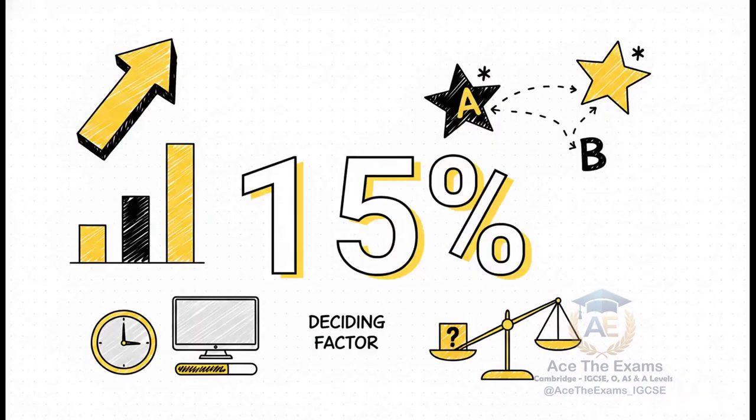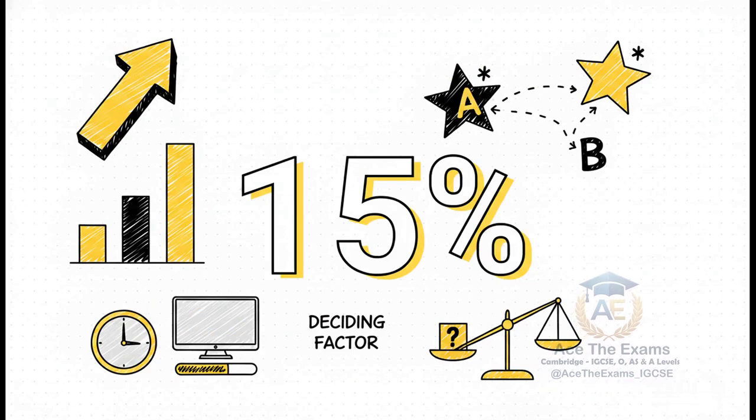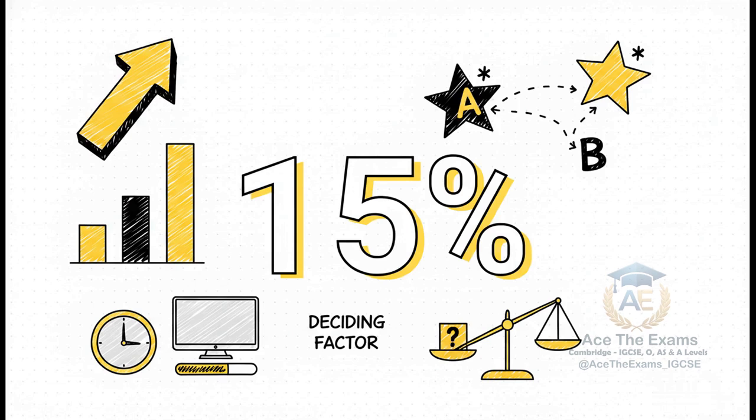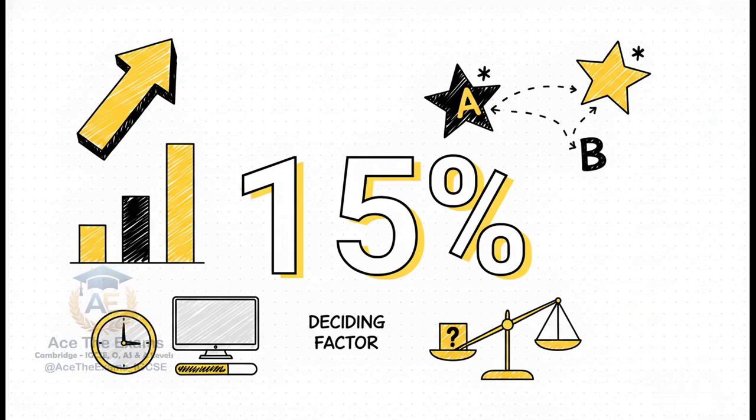Now, I want you to think about the number 15. This specific stimulus passage section accounts for approximately 15% of the total marks in Paper 2. So this isn't just a minor section. This is a massive, high-stakes battleground for candidates.